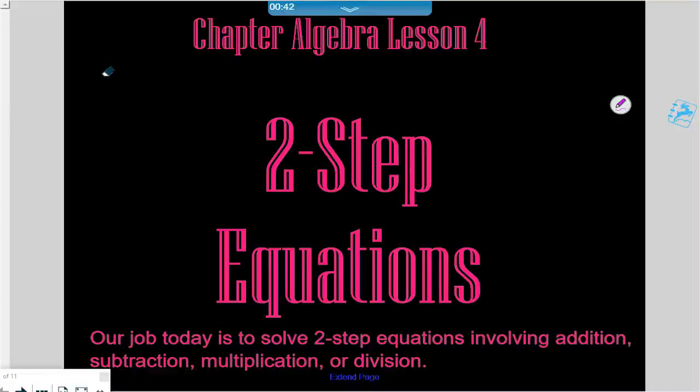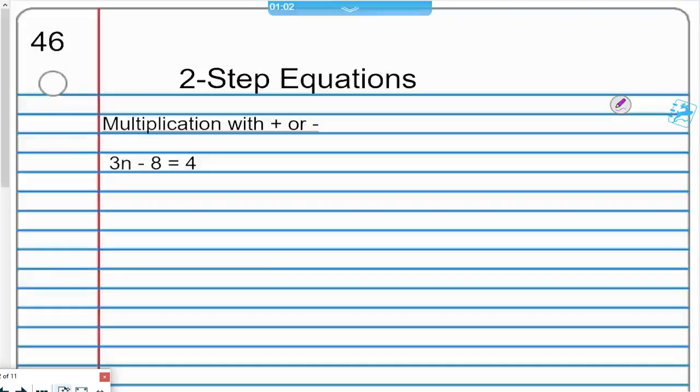And what we have to remember is we always need to start with the number that does not have a variable by it. We need to get rid of that number first before we can tackle the equation to find out what our variable is. So, we're going to start notebook style today. So if you have your notebook, you can write this in there. So we're going to write multiplication with addition or subtraction.